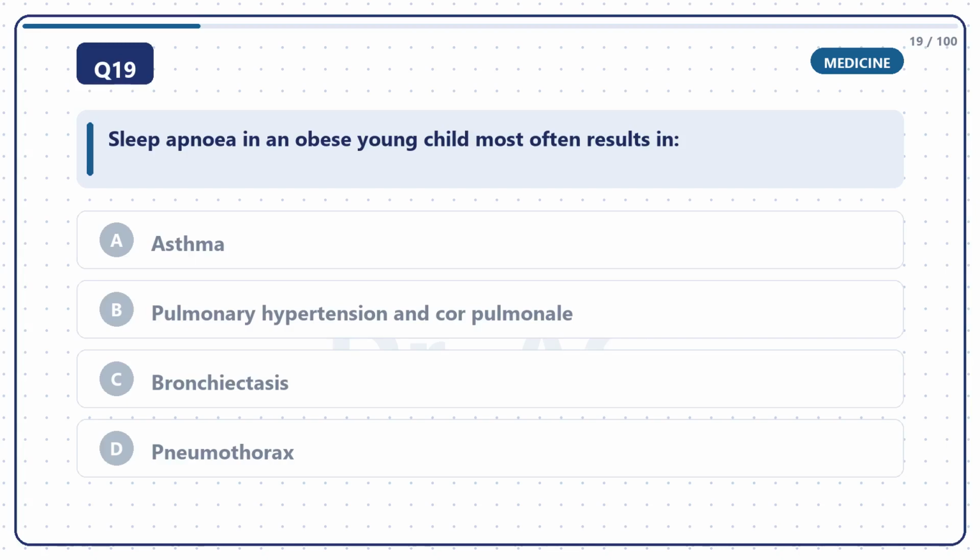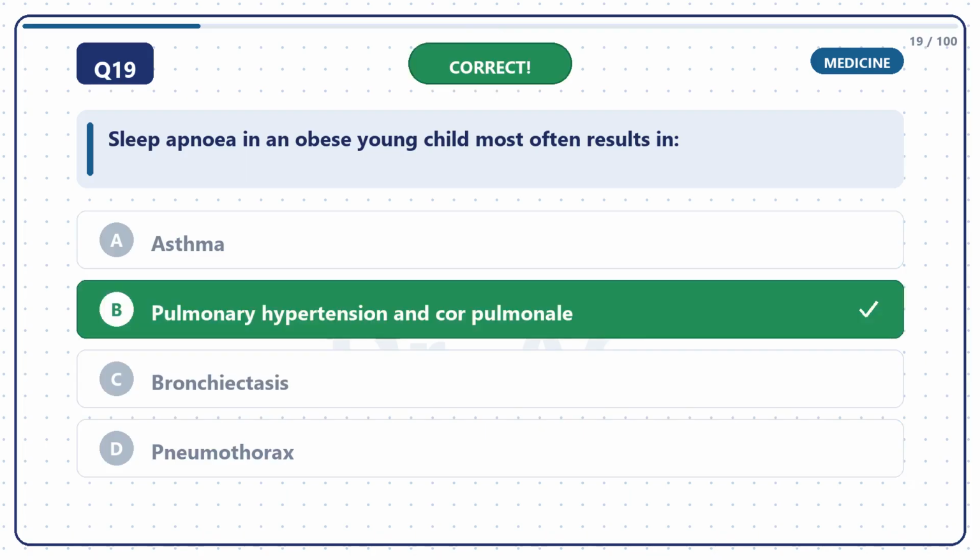Question 19. Sleep apnea in an obese young child most often results in Option A, asthma. Option B, pulmonary hypertension and cor pulmonale. Option C, bronchiectasis. Option D, pneumothorax. The correct answer is option B, pulmonary hypertension and cor pulmonale.